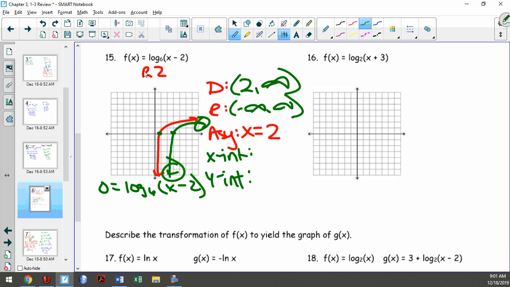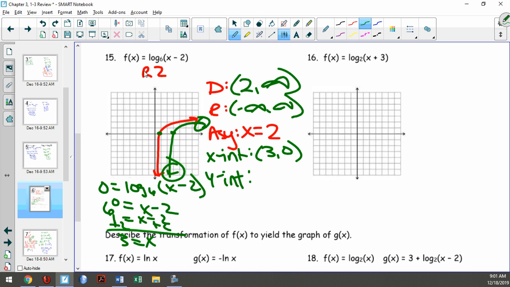Well, if y is 0, this is going to be 6 to the 0 power is equal to x minus 2. Well, what is 6 to the 0 power? 1. So 1 is equal to x minus 2. Add the 2 over. So you have 3 is equal to x. So I have the ordered pair (3, 0).